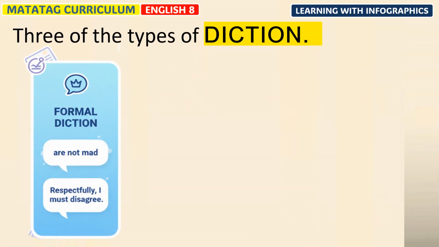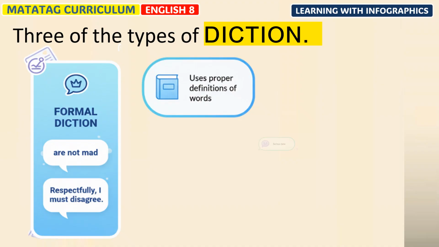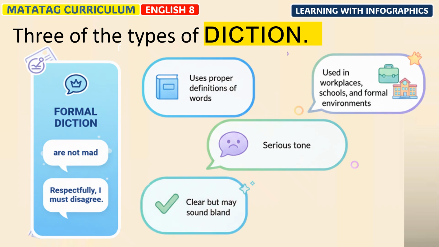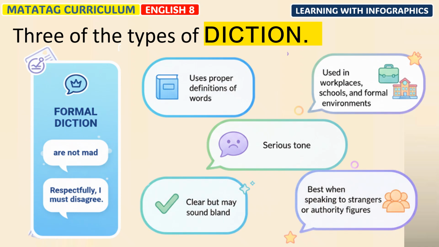Formal diction uses the proper definitions of words in a mostly serious tone. This is the style of workplaces, schools, and other formal environments. Formal language doesn't take any risks and can come across as bland or boring, but for the sake of clarity, it's the best choice when speaking to strangers or authority figures.